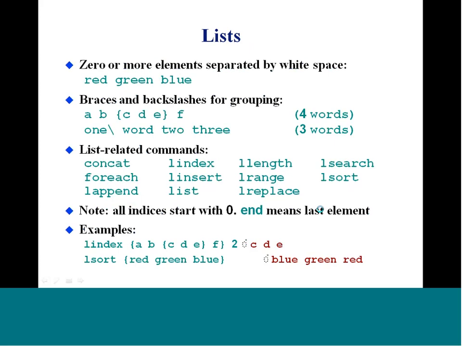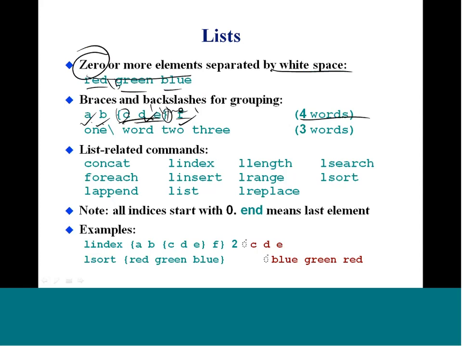Now let us talk about lists. Lists are nothing but zero or more elements separated by white space. Again, it need not be just one component, it can be zero. And here red green blue is a list because it has white space in between. The curly braces and the backslashes are for grouping, which we saw earlier. So here a b {c d e} f, where c d e is enclosed in curly braces, so this is treated as just one unit. So there are actually 4 words, which are a, b, c d e, and then f.